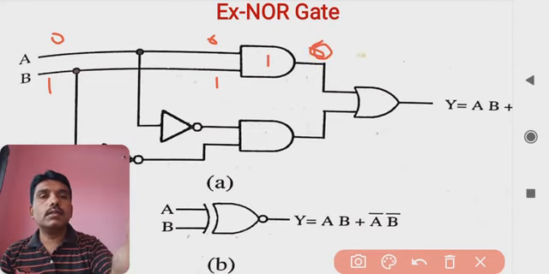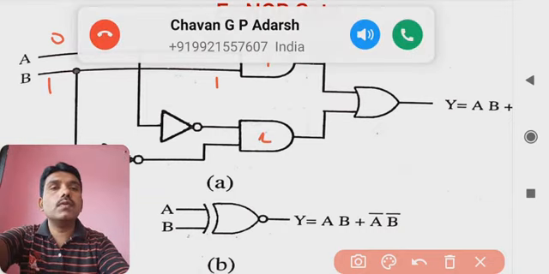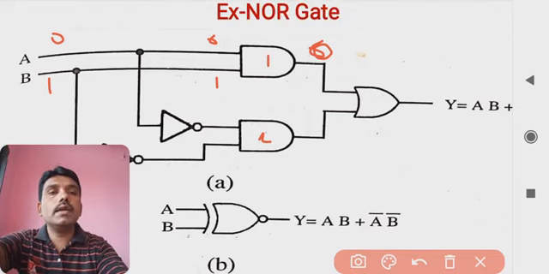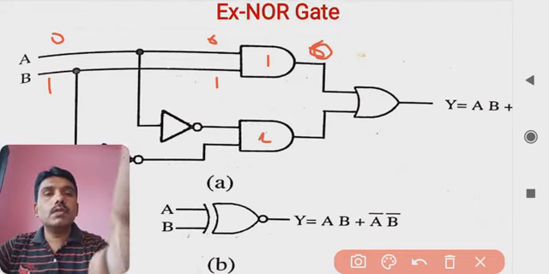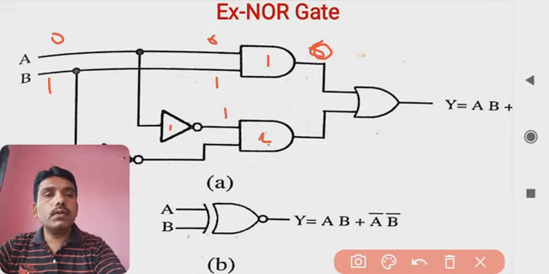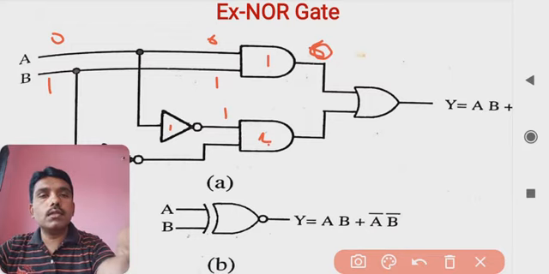But if you look at the second AND gate, the 0 is coming from A, but here there is a NOT gate first, which gives us an output of 1, and 1 will be input for the second AND gate. For B, 1 is there, and the complement is taken by another NOT gate, and that will convert 1 into 0.